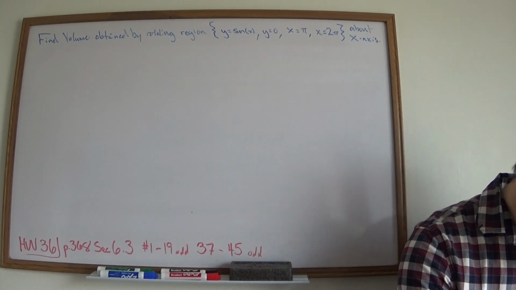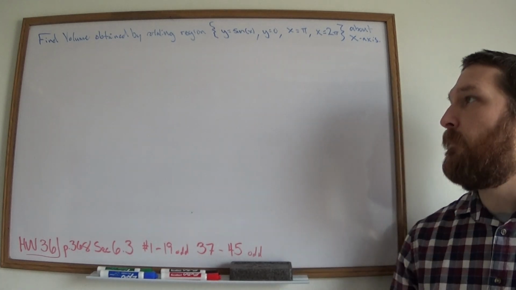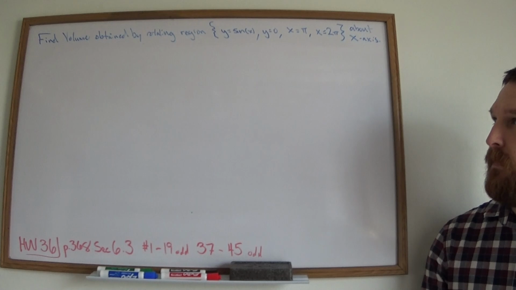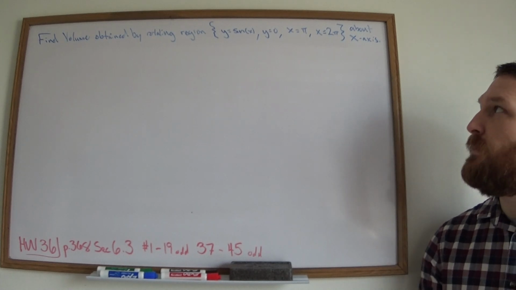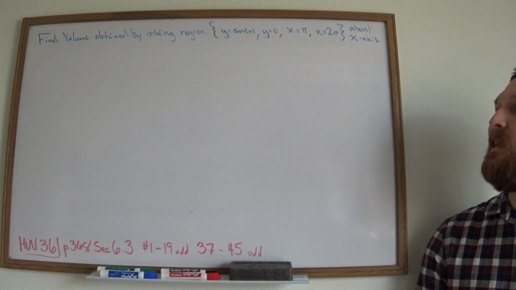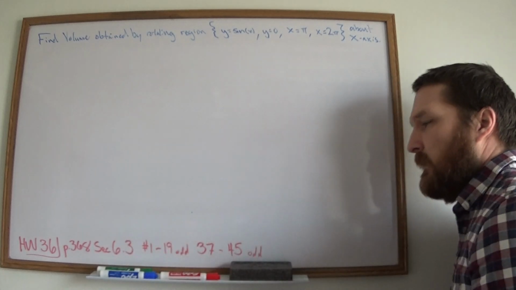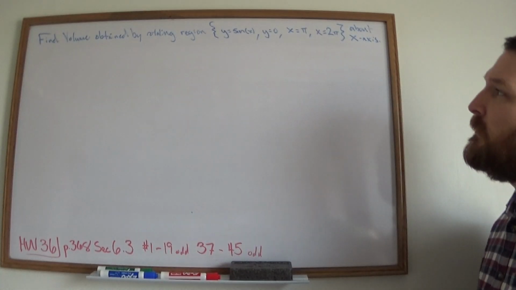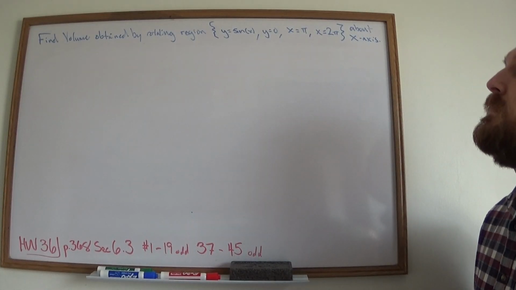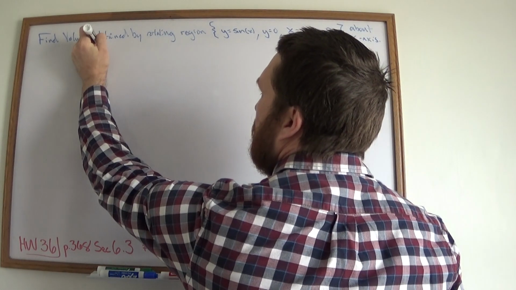So anyway, all right. So we have a problem. Find the volume obtained by rotating the region about the x-axis. This is nothing new. This is exactly what we did last time. This type of thing. So what's the first thing I want to do to get to this? Graph it. I'm going to graph the region.